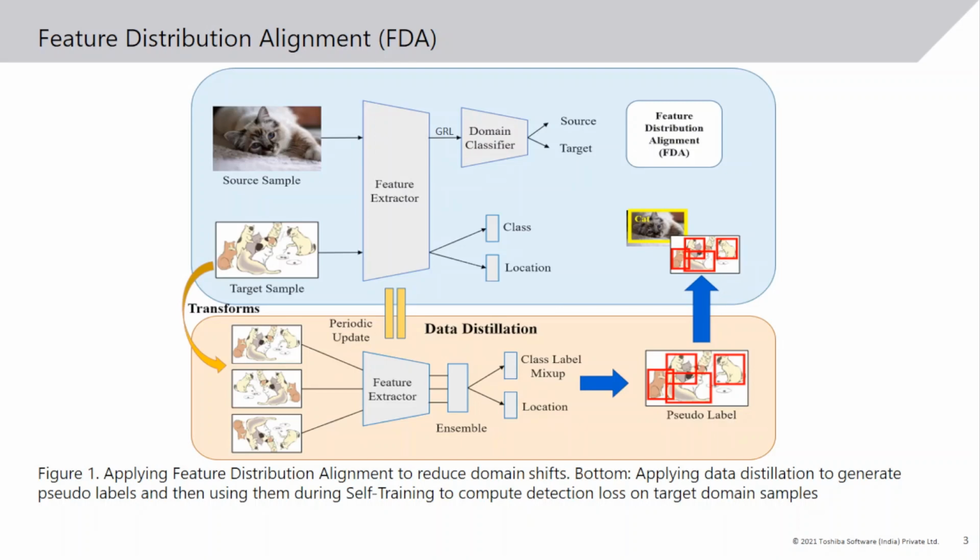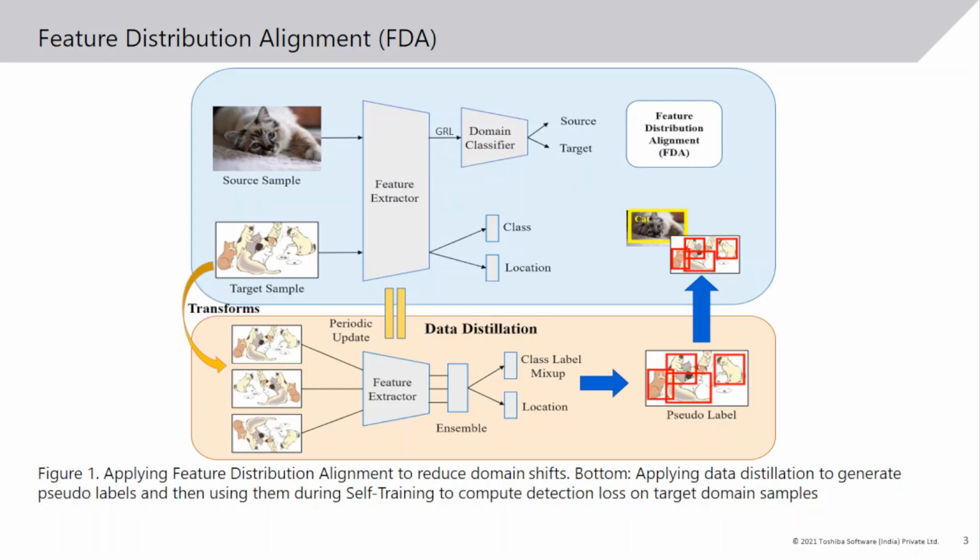In feature distribution alignment, we align the features at various convolution layers through adversarial training using a domain classifier. Once the features of the source space and the target space are aligned properly, we apply data distillation to have robust pseudo labels. For this, we transform the images in various possible ways and then feed these to the model.